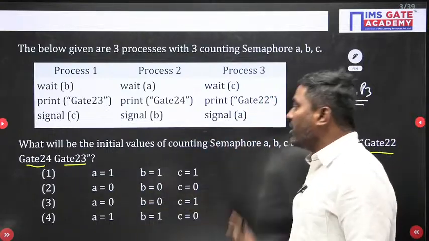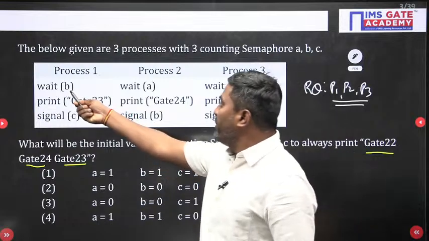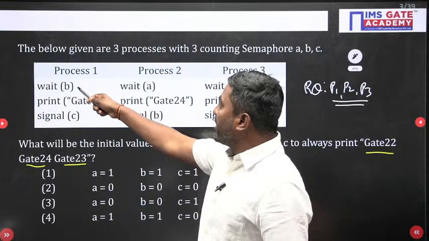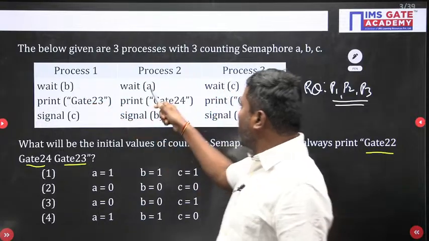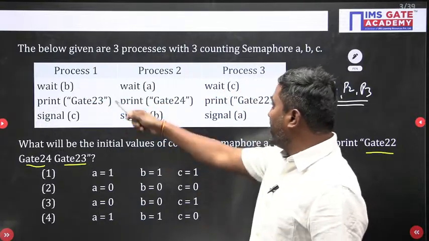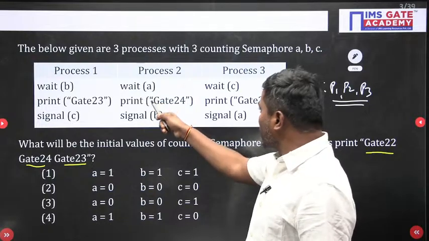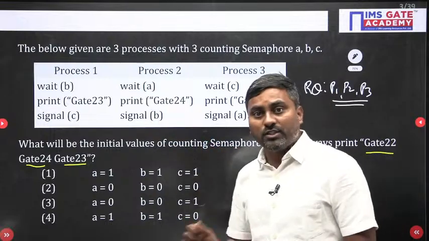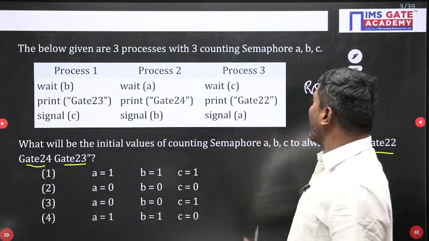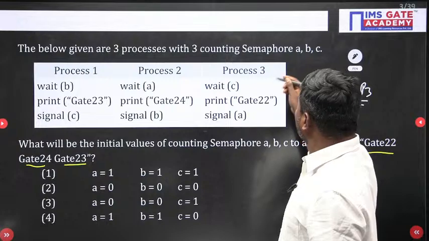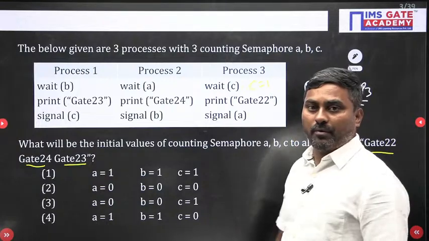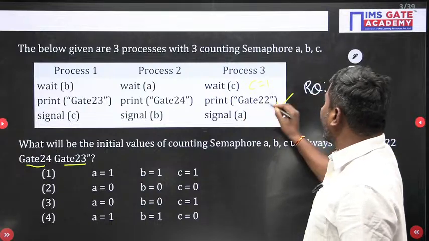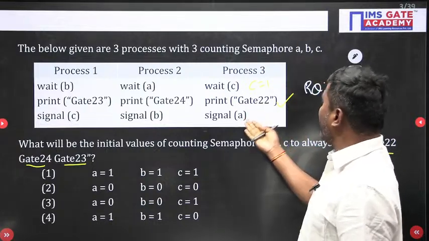Now what must the values be? If I keep B equal to 1, wait on B means down on B, which succeeds and it can print. If A equal to 1, it can also print. So A and B should not allow printing first; if P1 and P2 try, they should get blocked, and only P3 should be available. Hence I have to keep C equal to 1. Then down on C, 1 to 0, is successful, so it can print GATE 22. Then signal wakes up A, so A becomes 1.